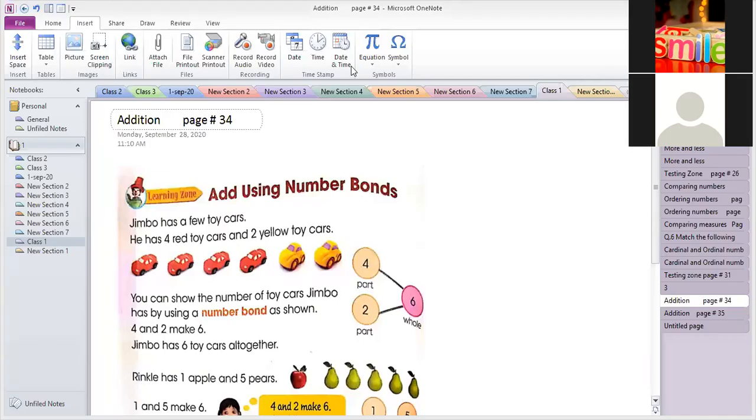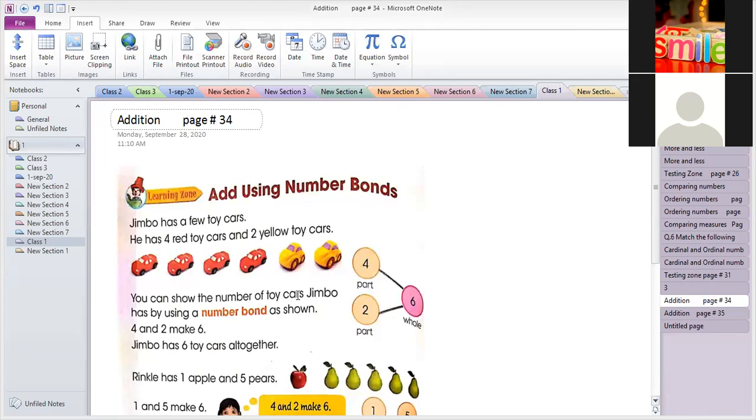In the example, it is written that Jimbo has a few toy cars. Okay, Jimbo has a few toy cars. He has four red toy cars and two yellow toy cars. As you can see here, there are one, two, three, four toy cars which are red in color, and there are two toy cars which are yellow. Okay, so you can show the number of toy cars Jimbo had by using a number bond as shown.